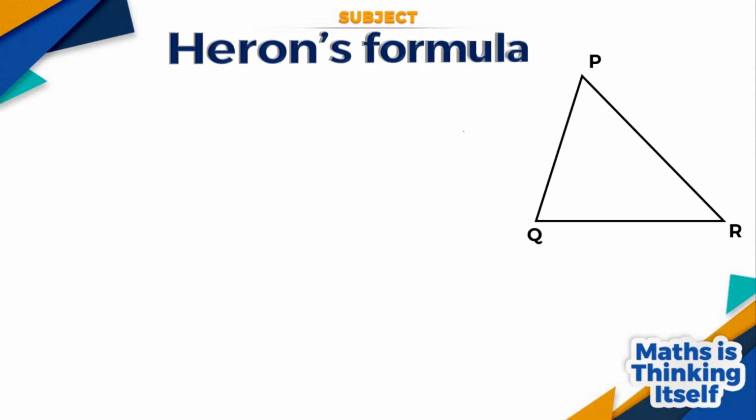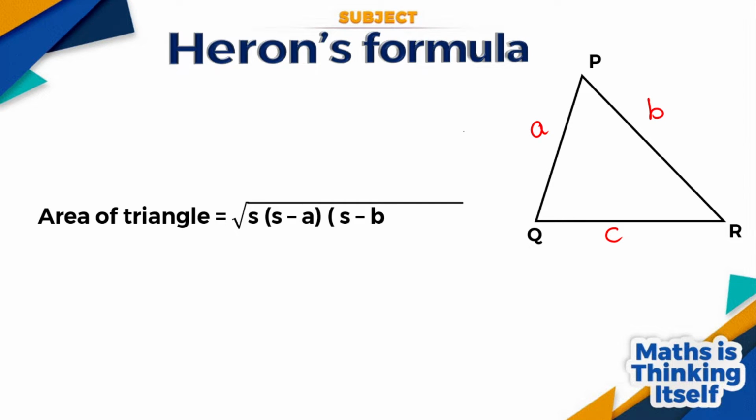If there is a triangle PQR having sides A, B, C, then by Heron's formula the area of the triangle is equal to the square root of S multiplied by (S minus A), (S minus B) and (S minus C). Now what is S here? S is the semi-perimeter. Semi means half of it, half of the perimeter. The perimeter of the triangle is A plus B plus C, so S is equal to (A plus B plus C) upon 2.